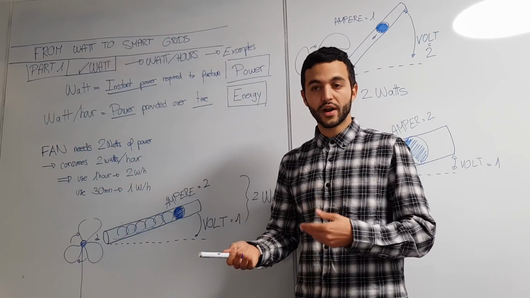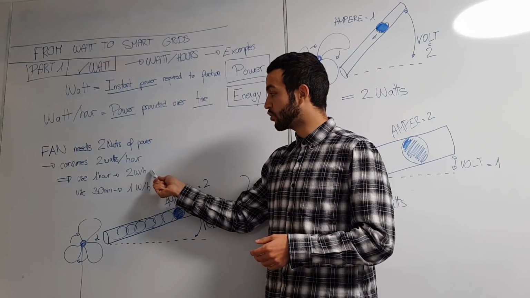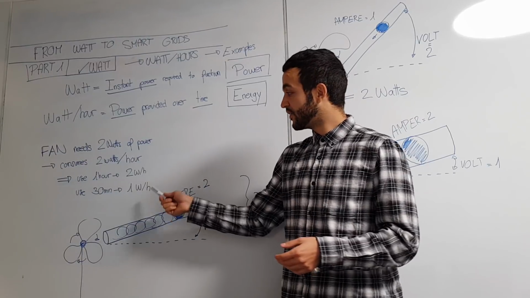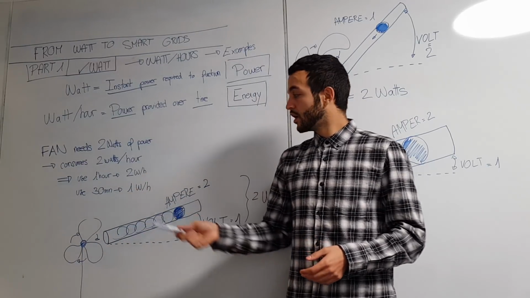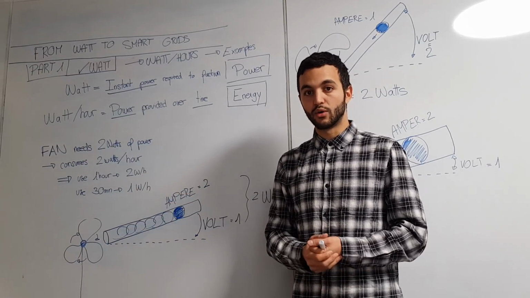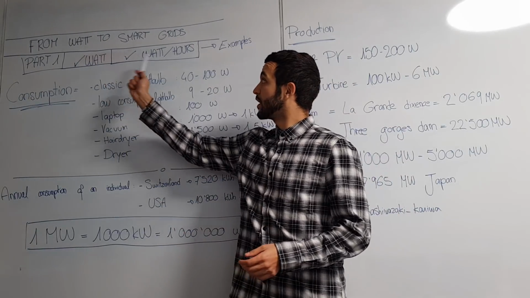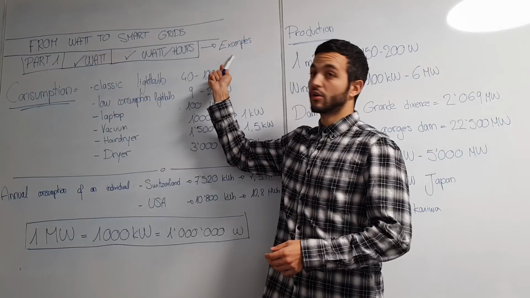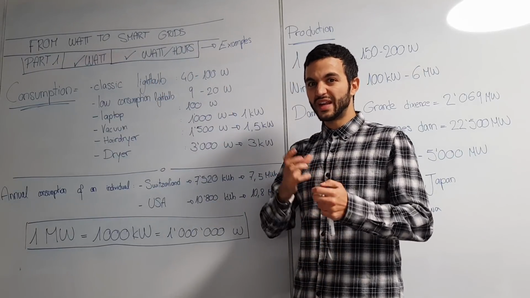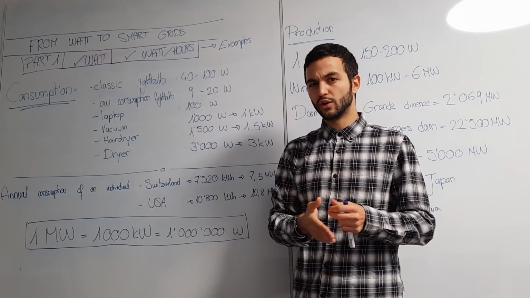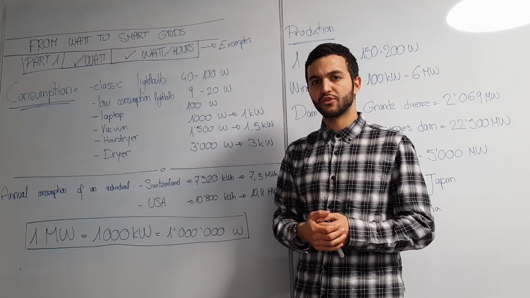So if I use it for 1 hour, it will consume 2 watt hours. And if I use it only for 30 minutes, I will consume 1 watt hour. Okay, so now that we went through the watt and watt hours, I will present you some examples. So it will be easier to realize what kilowatt hour means in terms of real life usage.